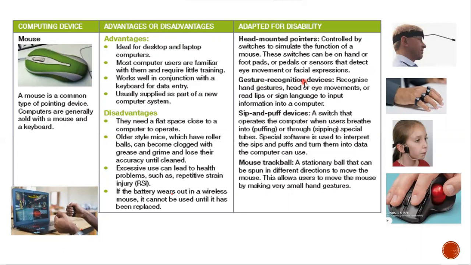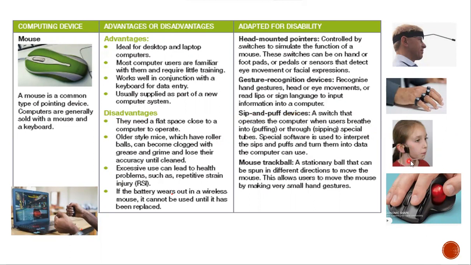Gesture recognition devices, there are more than one. There are many types of devices. If you look at this, it allows your hand movements to be read, and you can work with the computer. So they can also recognize head and eye movements or read lips or sign language to input information into a computer. There's another, handheld gesture devices, playing a game, where you have the devices in your hand, and movement of your hand is read and interpreted for movement on the screen. Then we have sip and puff devices.